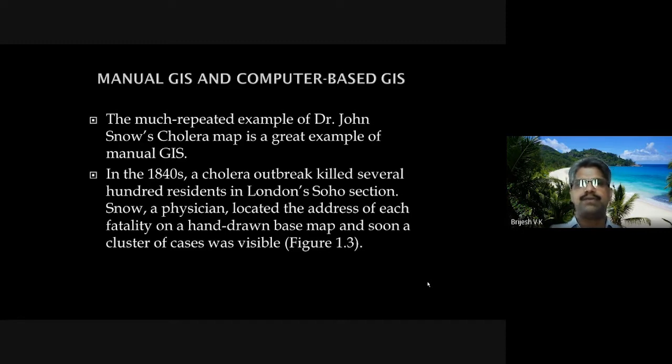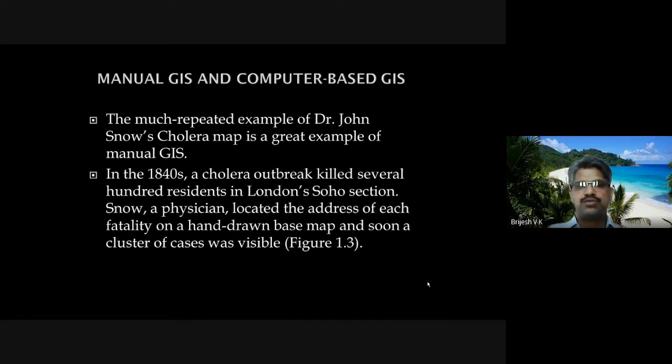An excellent example of manual GIS, from the first part of the history when geographical information was in play, was in the 1840s. Whenever we go into a GIS lecture, we feel we should tell this to people. It is about a doctor whose name is John Snow. He is from London, and he was working on the cholera epidemic in the 1840s. A cholera outbreak killed several hundred residents in a particular area of London called the Soho section.